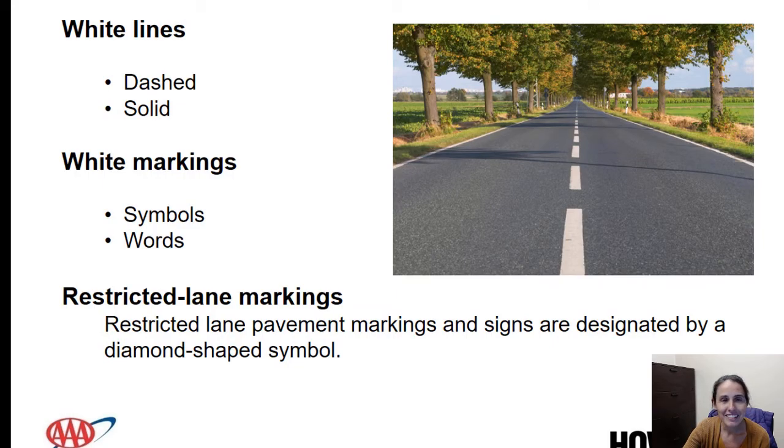Pavement markers. So you can see the dash. You have it dashed or you have it solid. You have the white markers, the word symbols, and then you have restricted lanes.